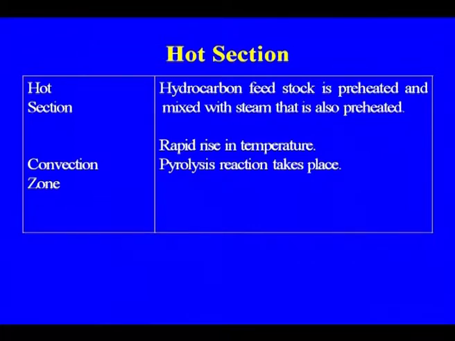Then a rapid rise in temperature takes place in the convection zone, because there are two sections, the upper part and the lower part. In the convection zone there is a rapid rise in temperature, the pyrolysis reaction takes place, and the final reaction happens in the radiation zone.